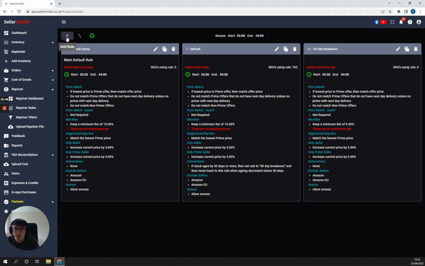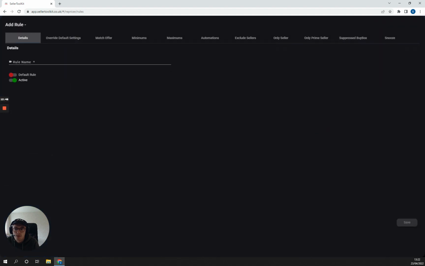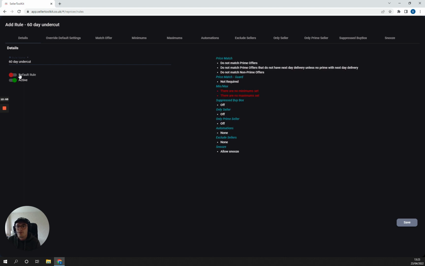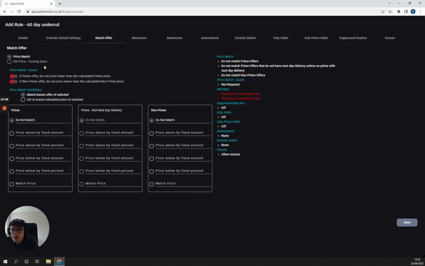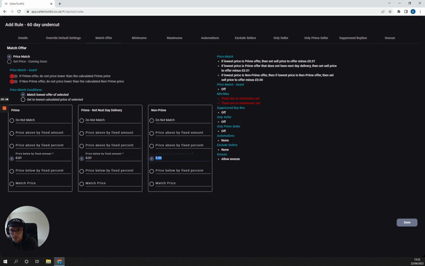So let's add rule. Let's call it 60-day undercut. And do not set this as your default rule. Not sure why anyone would have undercutting as default, but anyway. Basically here we're just going to go price below by fixed amount. We just want to get rid of this stock because it's been hanging around for a couple of months. So for everything, whatever the lowest price is, we're just going to price below by a penny until we get rid of it.